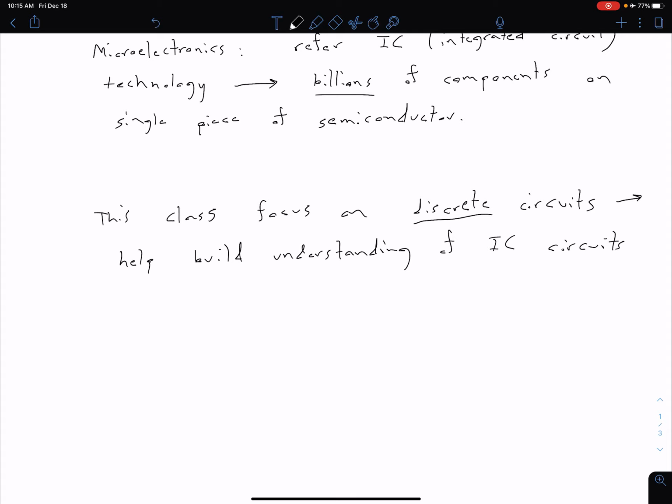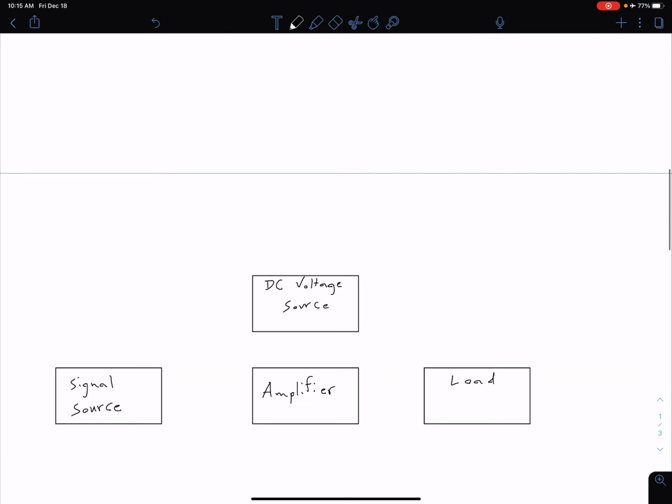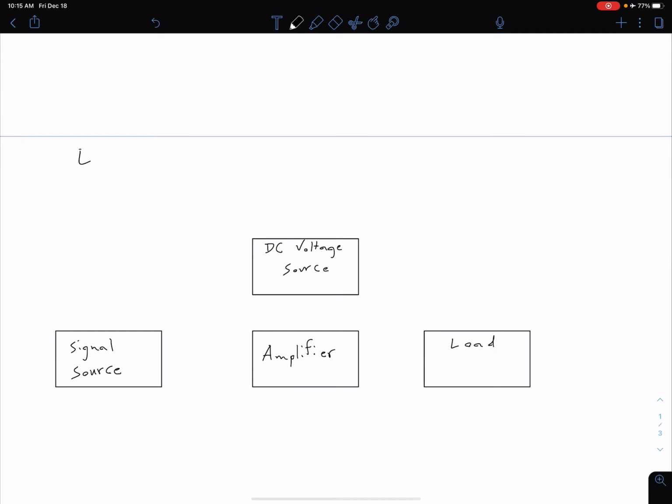So in general, if we take a step back, we can talk about electronic circuits. Now we're not even limiting this to microelectronics, we're just saying electronic circuits in general are going to have two inputs. The first input is going to be our DC power supply. We're going to be inputting this to what I've labeled generally here as an amplifier circuit. So we've got DC power here.